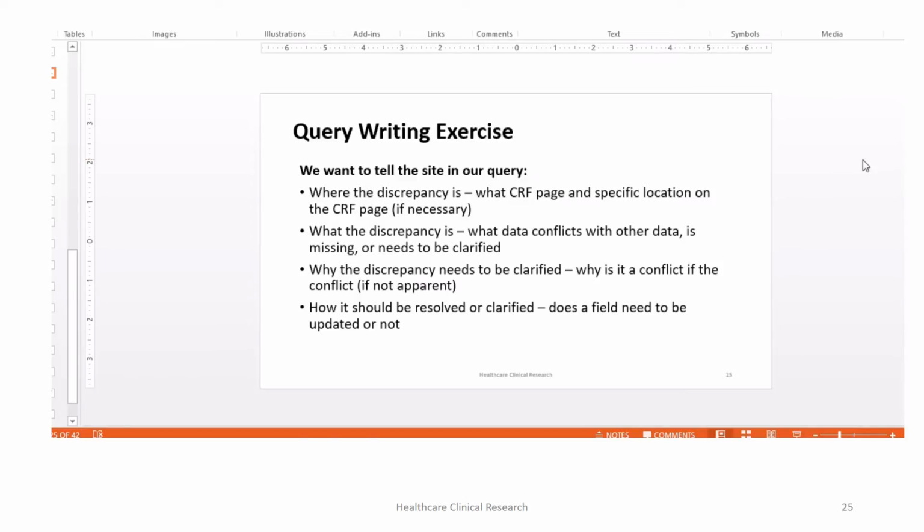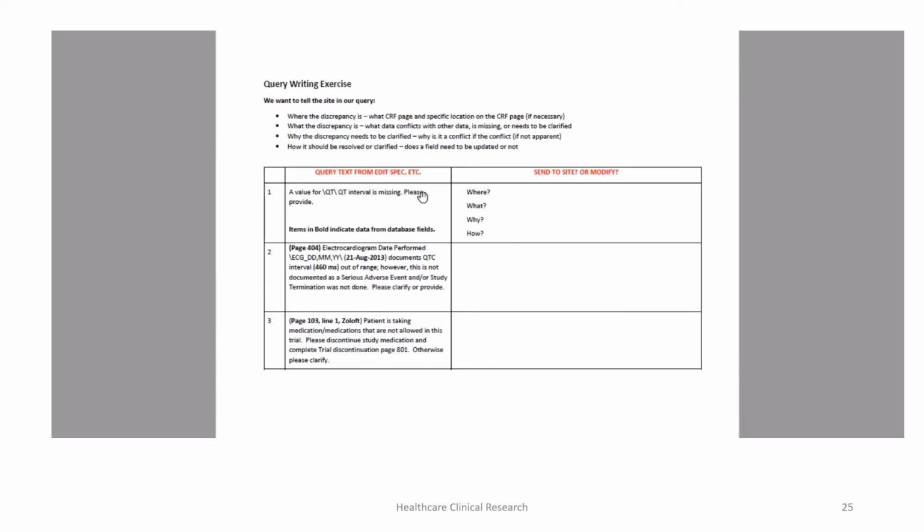With that in mind, I want you to pull up the query writing exercise on Moodle. Go ahead and print that out, and when you do, you're going to see this page that comes up. In the second column, we've got query text that pulls in from the edit spec. So you can see what those are. What I want you to do is, in the next column, indicate: should we send it to the site? Do we need to modify that? What do we need to do on it? If we look at the first one, we have: a value for QT/QT interval is missing. Please provide.